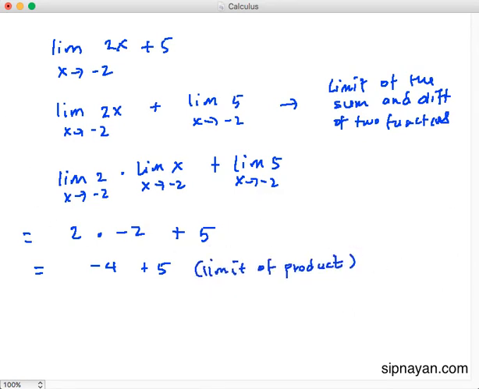And of course, pwede natin i-add negative 4 plus 5, which is equal to 1. Kaya nagawa natin yan by limit of sum and difference.